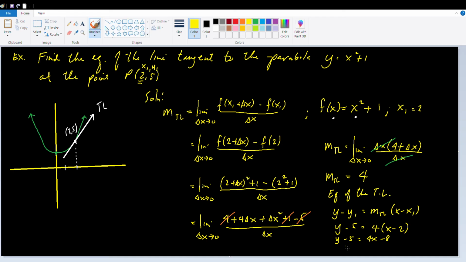Let us write this in the general form. It is a linear equation. So 4x minus y, negative 8 and positive 5 is negative 3, equal to 0. So that is our final answer representing the equation of the tangent line. Okay, so let us indicate it here. So the equation is 4x minus y minus 3 equal to 0.